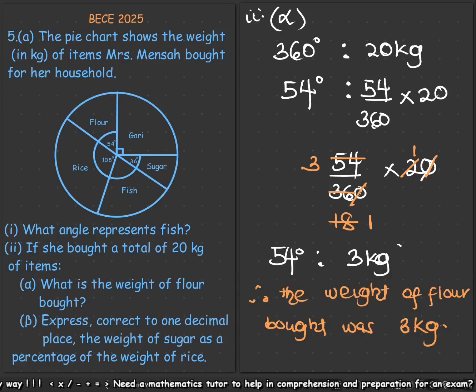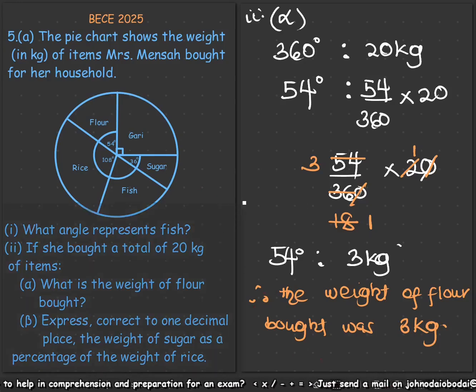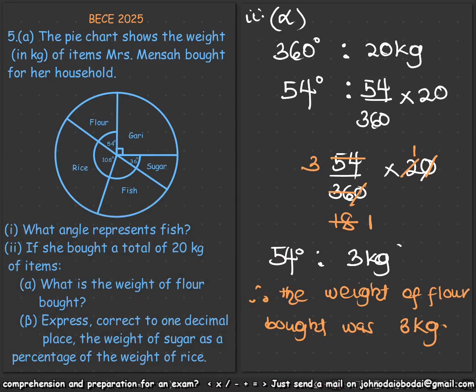Now the third part says we have to express, correct to one decimal place, the weight of sugar as a percentage of the weight of rice. You get it? We have to express as a percentage, correct to one decimal place, the weight of sugar as a percentage of that of rice. How do we go about this? This means that we need to calculate the weight of sugar.